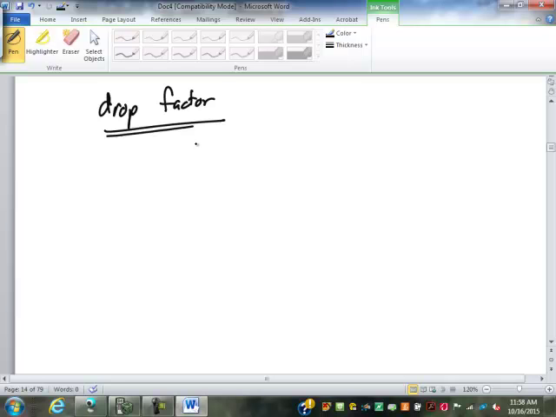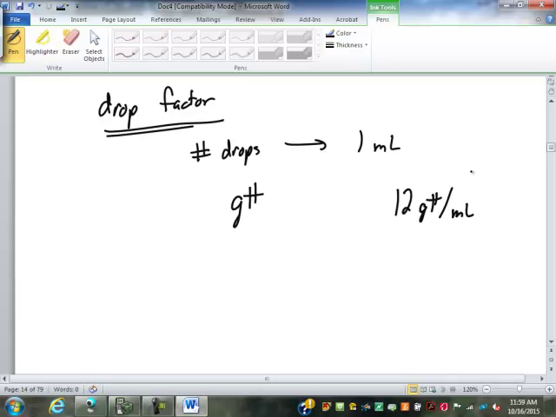But the drop factor is the number of drops of a medication to get 1 milliliter, or to get a given volume of fluid. It could be drops per teaspoon or drops per fluid ounce if we're using standard units. Since we're pretty much in metric all the time for medical, it's usually drops per milliliter. Now, GTT is the abbreviation for drops. So a standard drop rate might be, well, water would be 12 drops per milliliter.